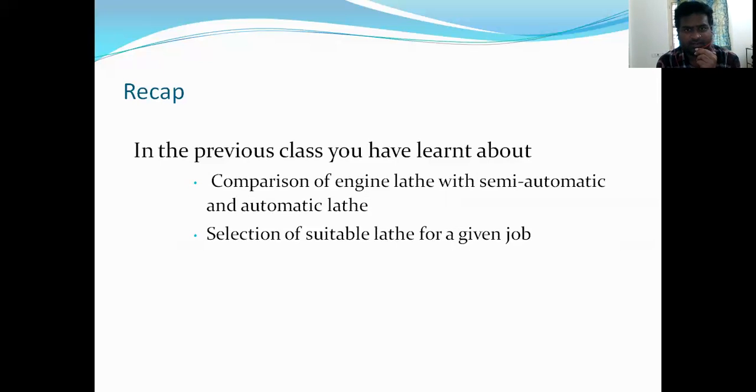And after that, we can produce high precision work, low inspection workpieces, high accuracy workpieces, and high production rate, which will be done by the automatic lathe. Whereas in semi-automatic lathe also, the inspection is done randomly, and we will get high accuracy workpieces and high precision.